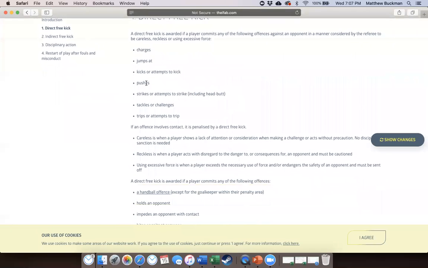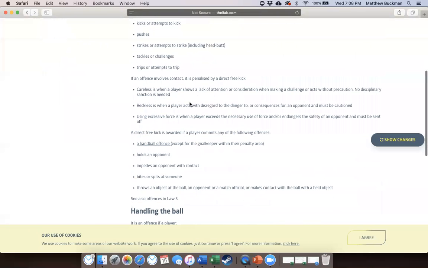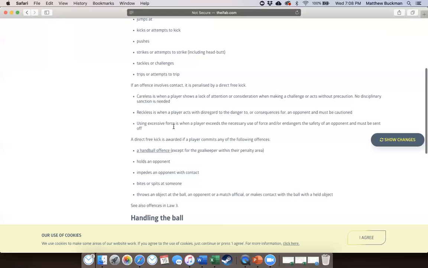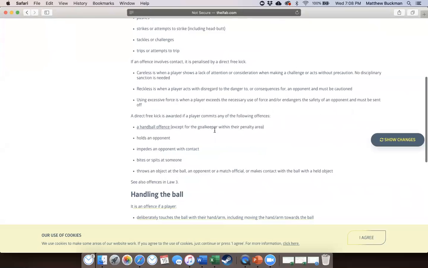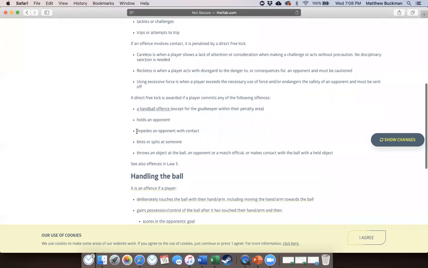So I think we can also consider within pushing here, holding. These are going to be upper body fouls. We also have handball offenses, except for the goalkeeper within their penalty area, holding, impeding an opponent with contact. It's important to note, if we have contact between two players and you call a foul, it will always be a direct free kick or a penalty kick.